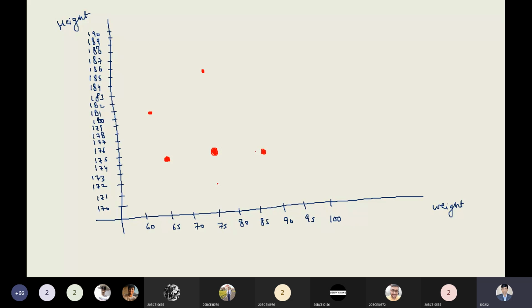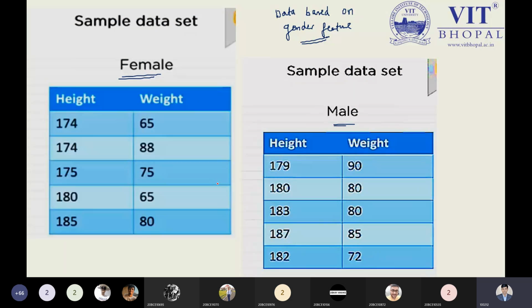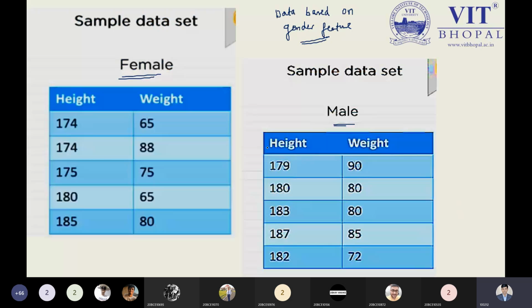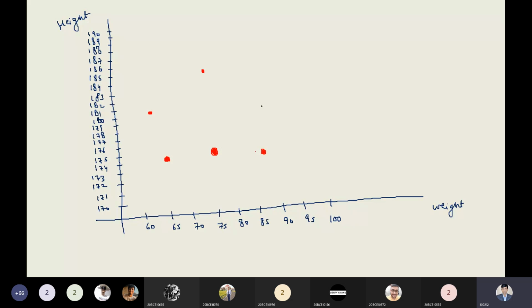And now next we have 179. So now let me change the color. So for the male group, 90 and 179. I'm just taking the 90 and 179. So it would be around like this.